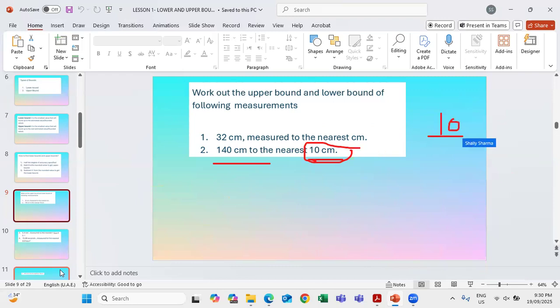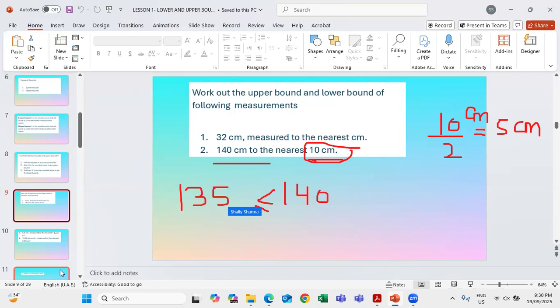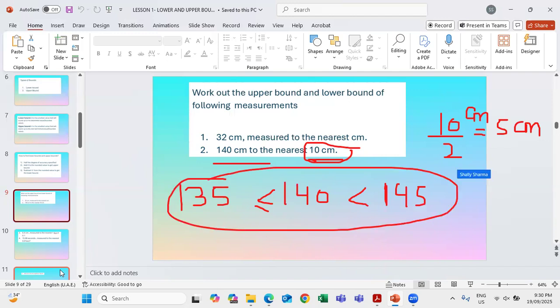I will do half of it, which is equal to 5 centimeters here. So I will add 5 and I will subtract 5. So 5 less than 140 is 135, so 135 is less than or equal to the value, which is less than 140 plus 5, which is 145. So this is our error interval. The value of the object can be taken from 135 to just less than 145, and this will be acceptable. Every value within this range will be acceptable.